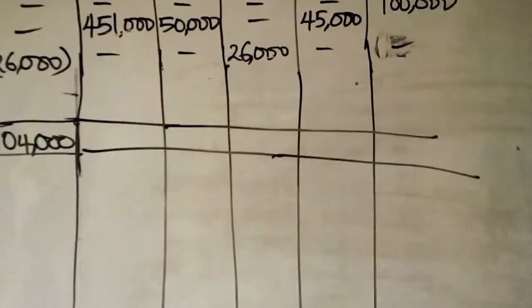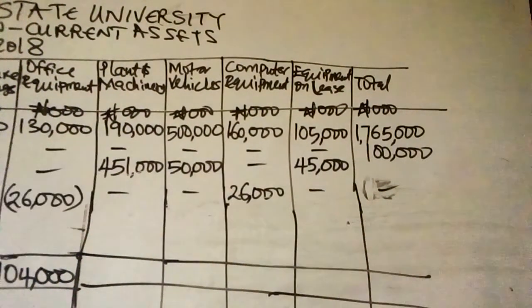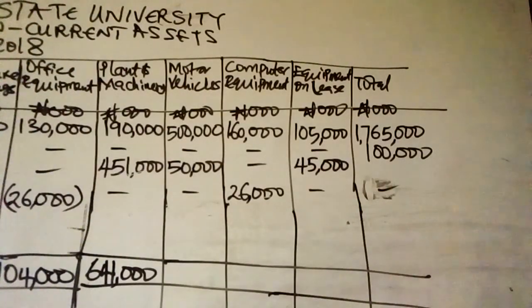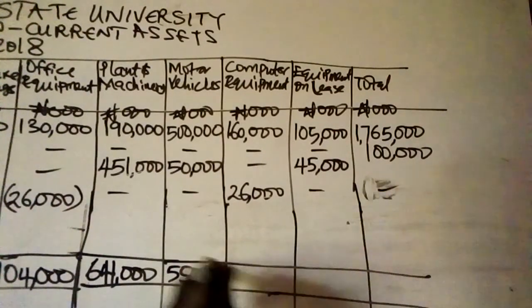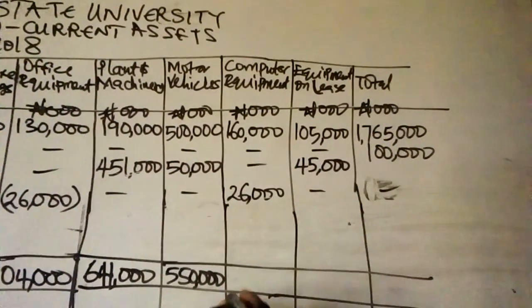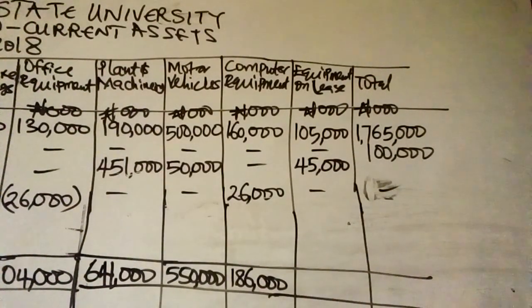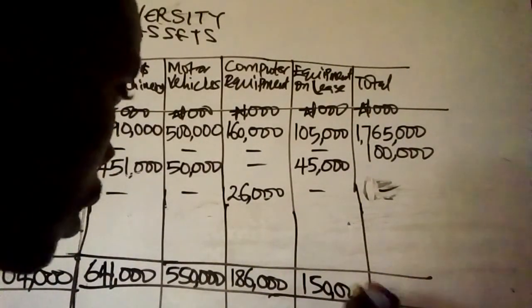Let's sum up this. 190,000 plus 451,000, then the total is 641,000. Then 500,000 plus 50,000 will be 550,000. This will be 160,000 plus 26,000, which is 186,000. 105,000 plus 45,000, that will be 150,000.